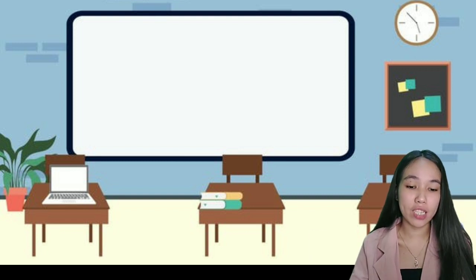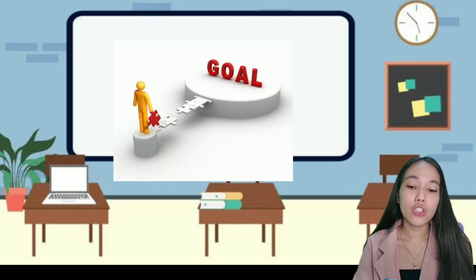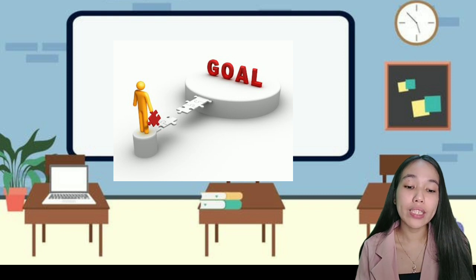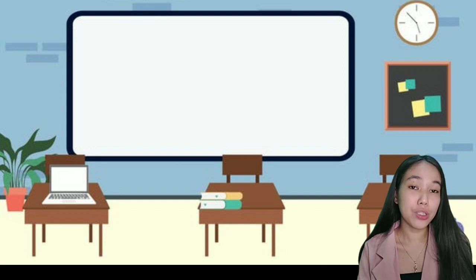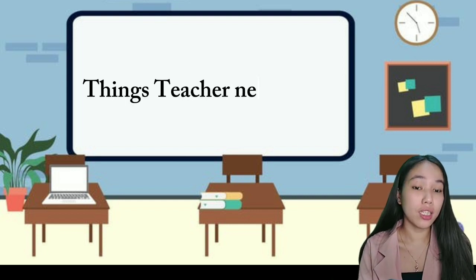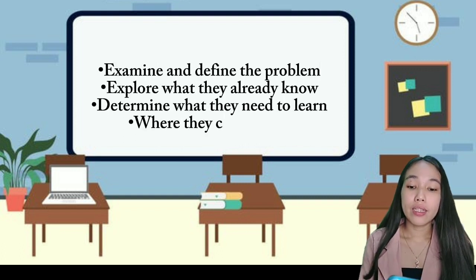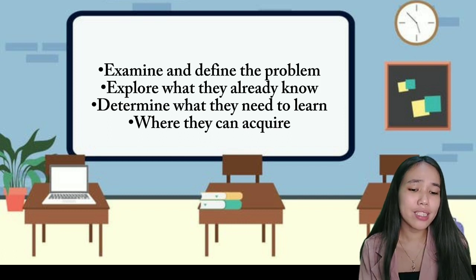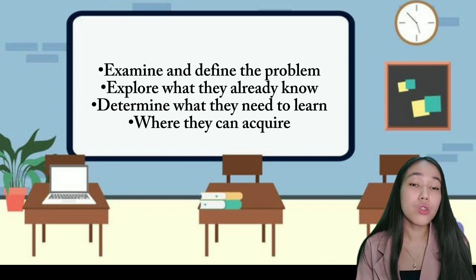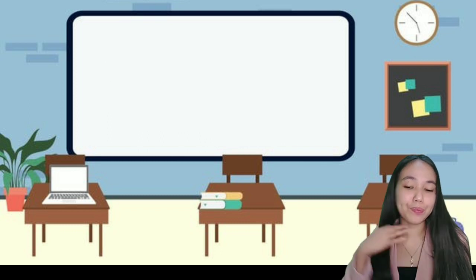It's a step-by-step process. Since learning to solve problems is one of the main goals of PBL, students will need to be guided during the searching and solving process. To implement the PBL in the classroom, these are the things the teacher needs to do. The first one is examine and define the problem, then explore what they need to know about underlying issues related to it. Next, determine what the students need to learn and where they can acquire the information and tools necessary to solve the problem. And last, evaluate possible ways to solve the problem.